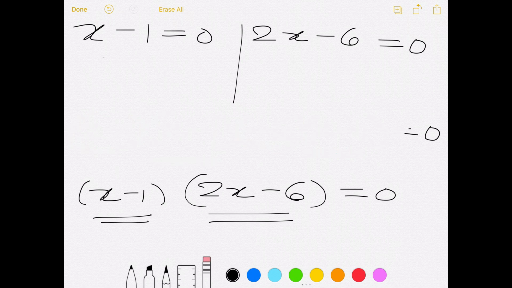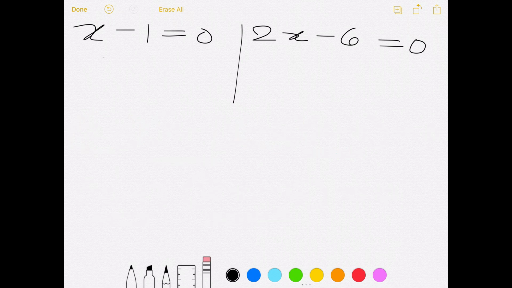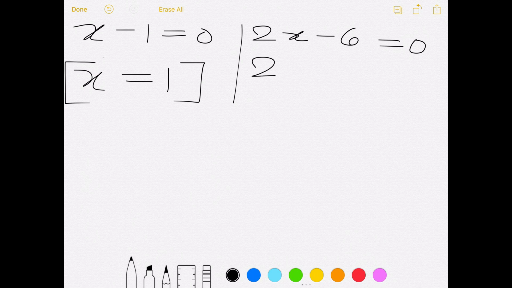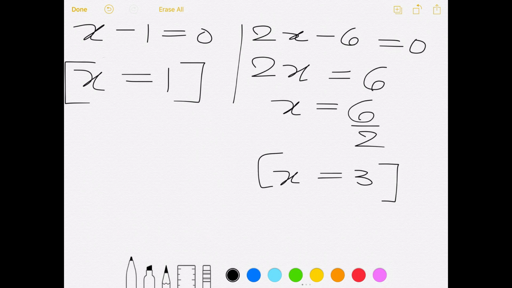If x minus 1 is equal to 0, then the value of x will be equal to plus 1. So one of the zeros of this equation is 1, and if 2x minus 6 equals 0, then x would be equal to 3. Solutions possible are either x is equal to 1 or x is equal to 3. Now let us just keep these answers in mind. One solution is 1 and the other solution is 3.